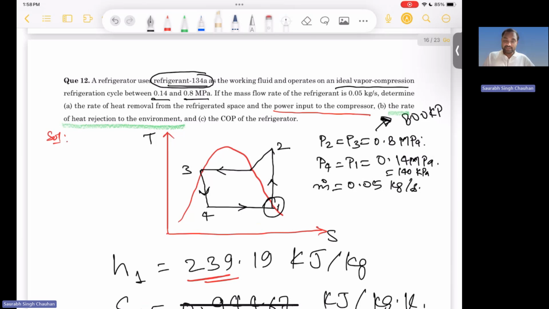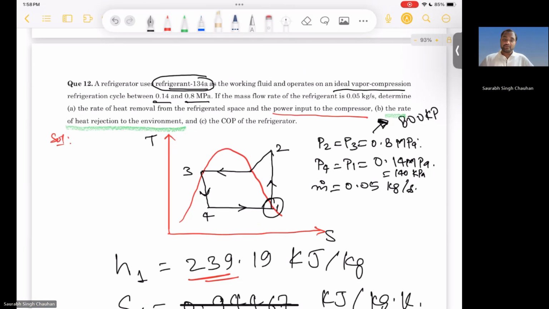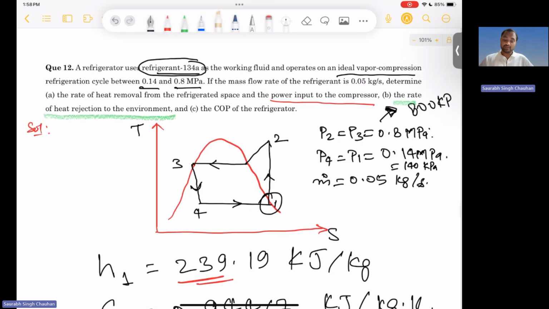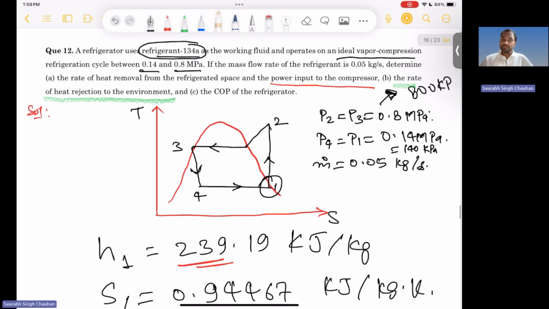So 3 to 4 is basically an expansion in the throttling valve or some capillary tube. For expansion, you can also use a turbine. There are various reasons you are not using a turbine. But if you imagine that you are using a turbine, then you will get some work output in the process 3 to 4, right? And some part of that work can be used to run this compressor, right? So the overall work that is required from our side to the compressor will be reduced. So in that case, we can expect that COP should be increased.